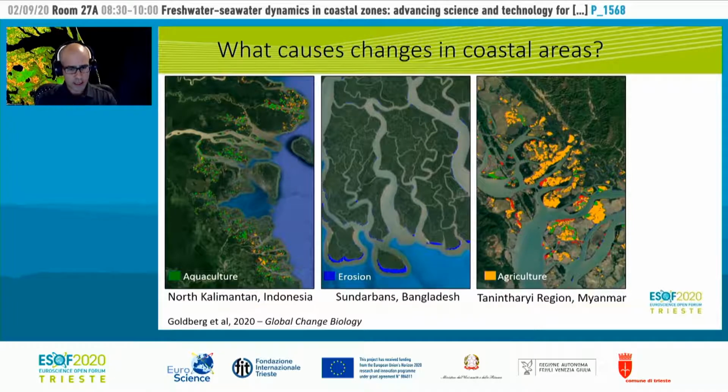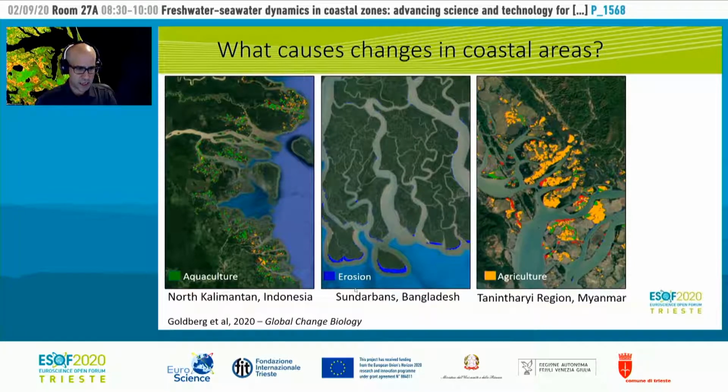And so we've looked at using satellite data and millions of satellite images. We've done an analysis to look at what are the causes of changes in these particular coastal areas. So not only are we just looking at whether this area is lost, but actually identifying a reason for that.